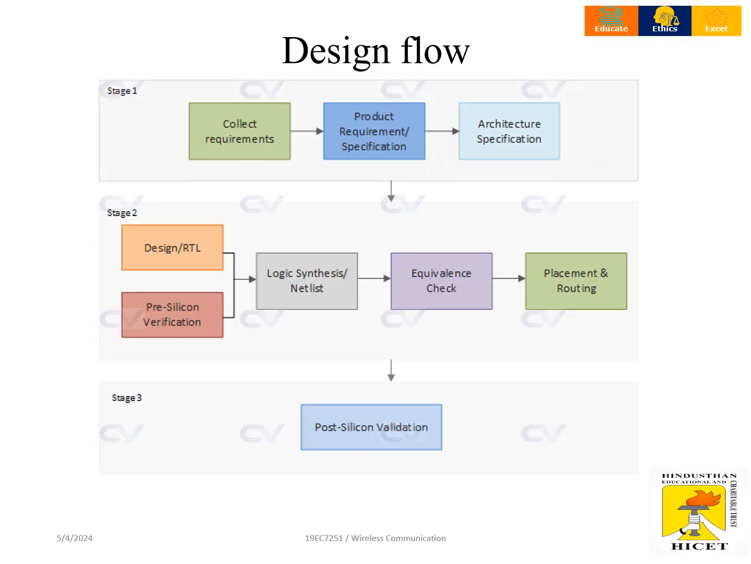And coming to the design flow, we have different stages. One is stage one. In stage one, we need to collect the requirements, and from the requirements, we have to define the specification. And once the specification is met, we have to go for the architectural specification. And in stage 2 we have to carry out the coding process. First is the design of RTL, and next is the logic synthesis, and third one is the logic equivalence check, and last is the placement and routing. And finally, after routing, we have to move to stage 3. In stage 3 we have to go for post silicon validation.